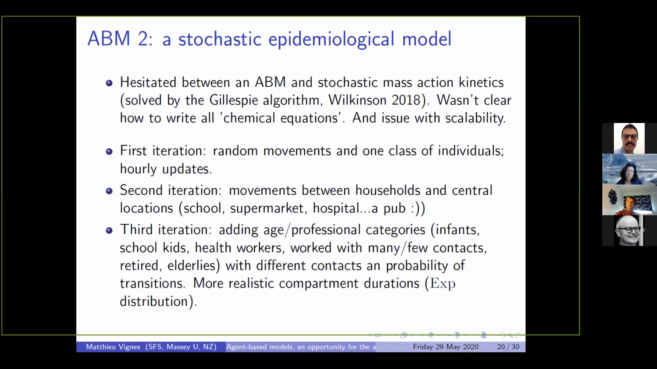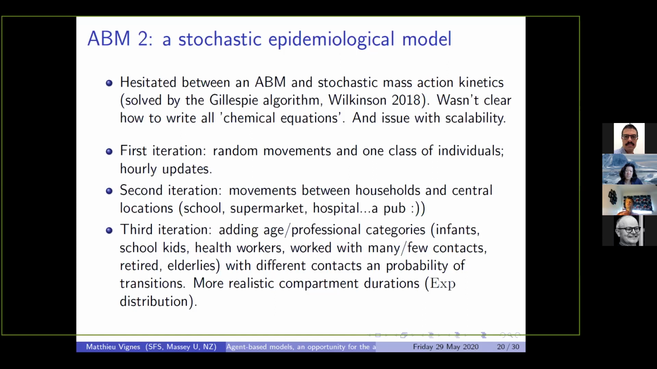I hesitated for some time between agent-based models and stochastic mass kinetics, but it wasn't clear to me how I could write all the chemical reactions that would encode all the relationships I wanted to put. I haven't been down this path, but it would be very interesting to try and solve with the Gillespie algorithm. I would also have an issue with scalability. We did that with systems biology recently, but we couldn't go for more than 20 nodes so far.